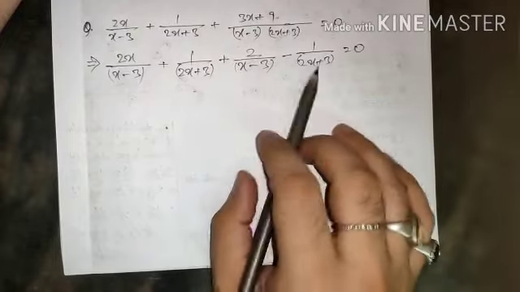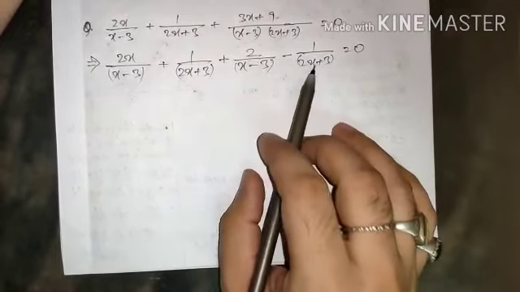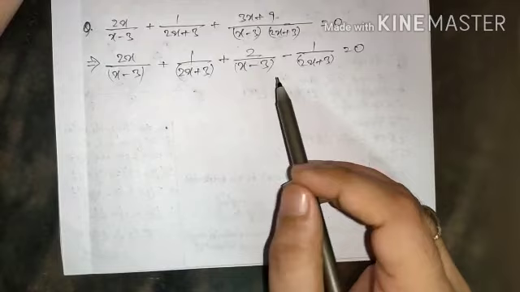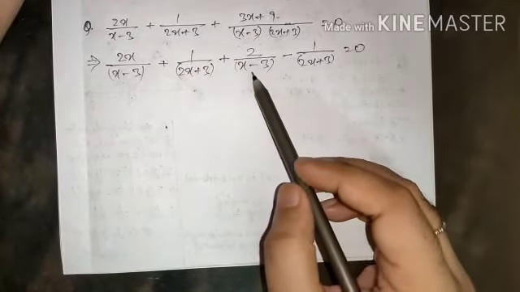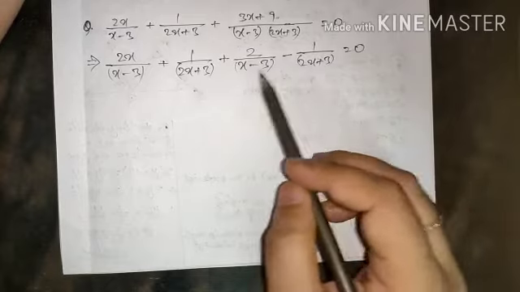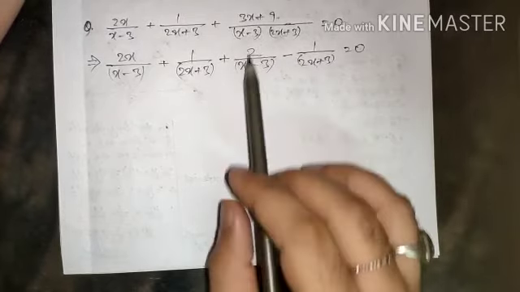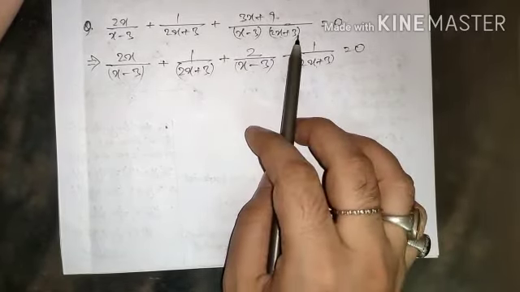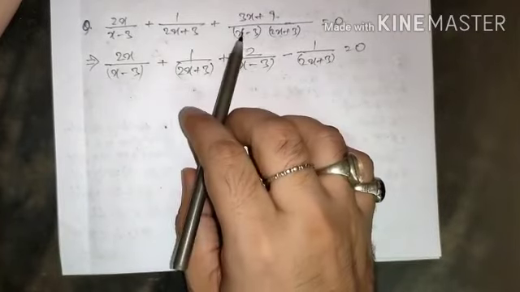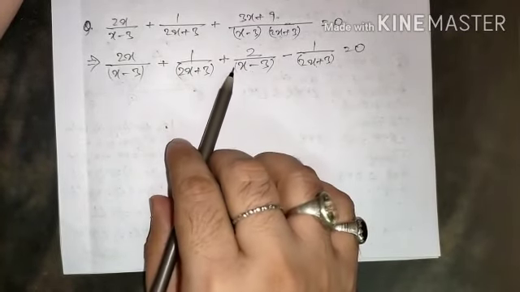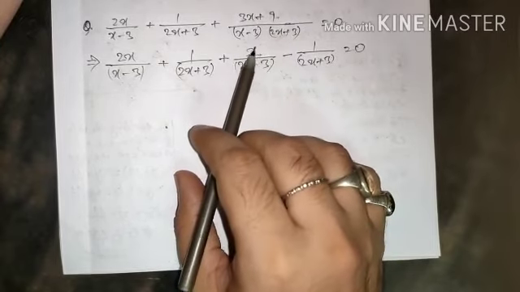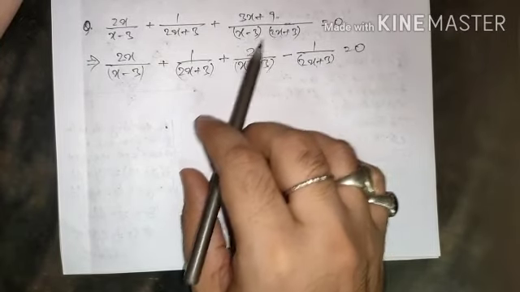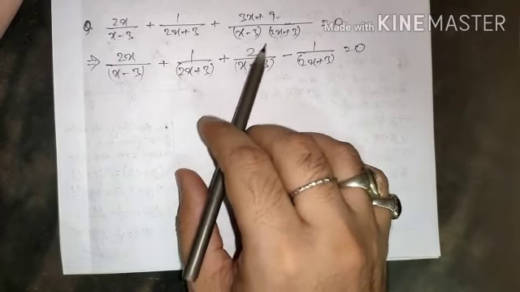If we go on doing the fractional subtraction, then what we are going to get? x minus 3 into 2x plus 3. This is going to be the LCM. After this, this is going to be cancelled with this. So 2 is being multiplied by 2x plus 3. 2 into 2x plus 3 becomes 2 into 2, 4x, and 2 into 3, 6. So it means 4x plus 6.